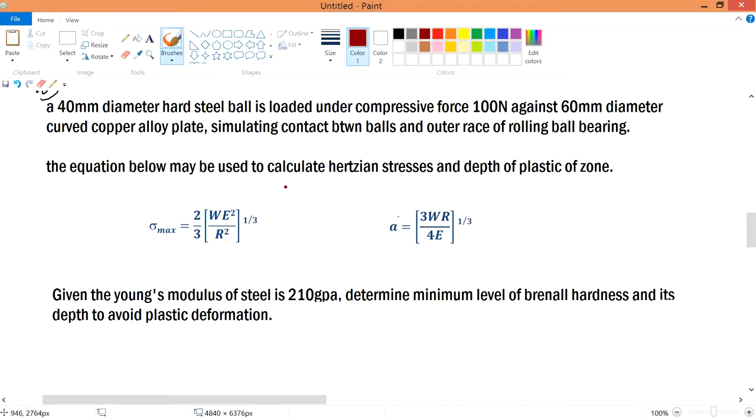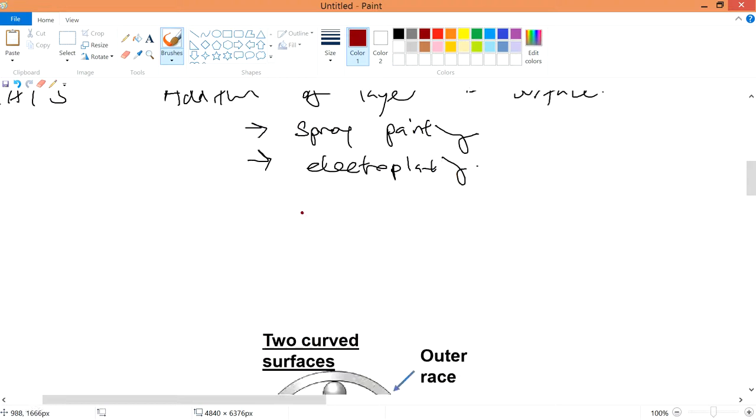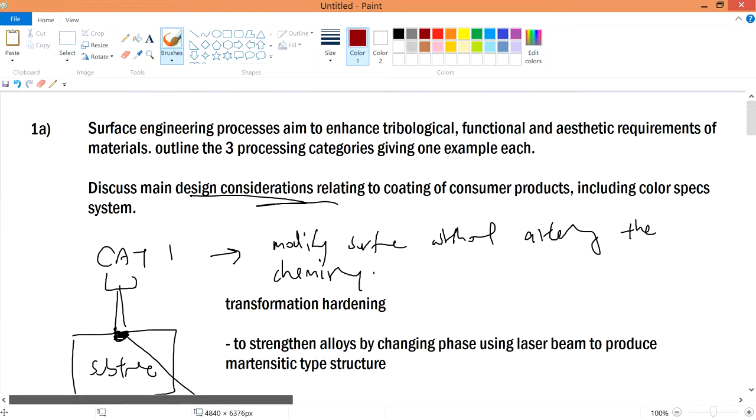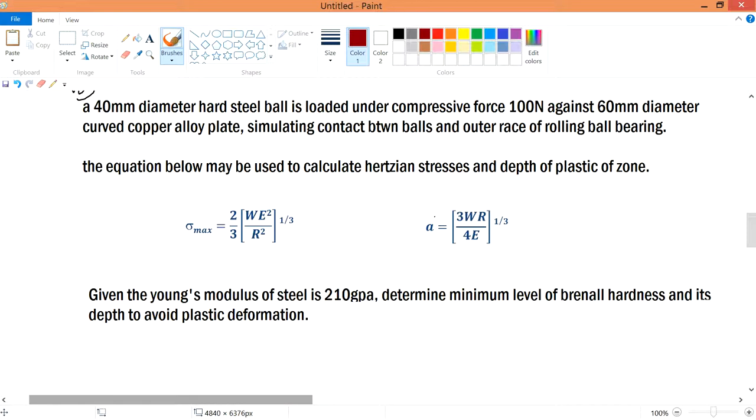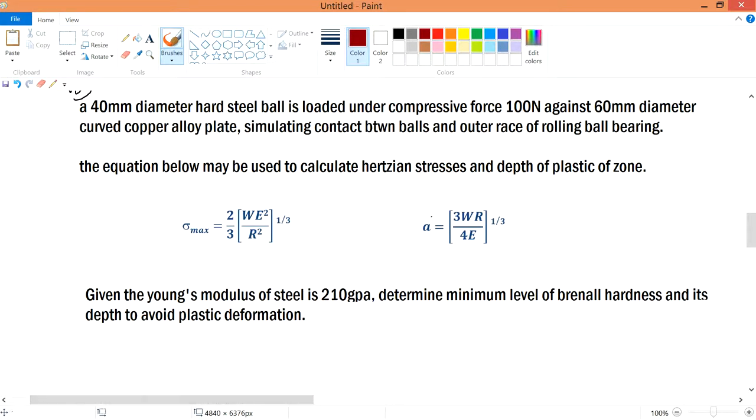Okay, Tribology tutorial question 1b is a continuation of the previous video 1a. This 1b is a type of question with equations. A 40mm diameter hard steel ball is loaded under compressive force 100 Newton against a 60mm diameter curved copper alloy, simulating and so on. Calculate the Hertzian stresses.